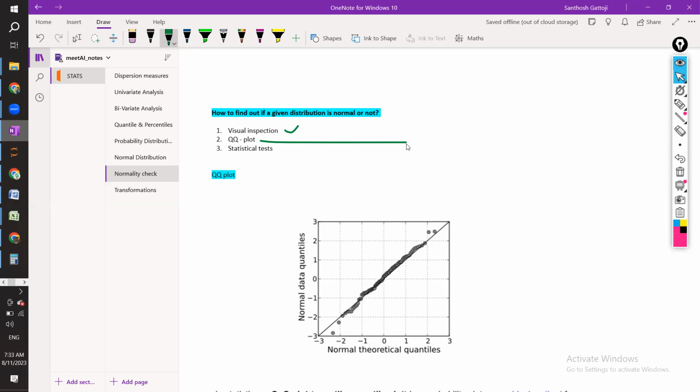Now coming to the QQ plot, I hope we have some time, right? Megan and Srisha, we have like 5 to 10 minutes. Am I correct?